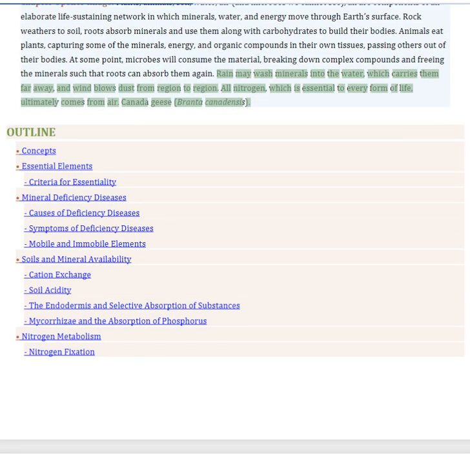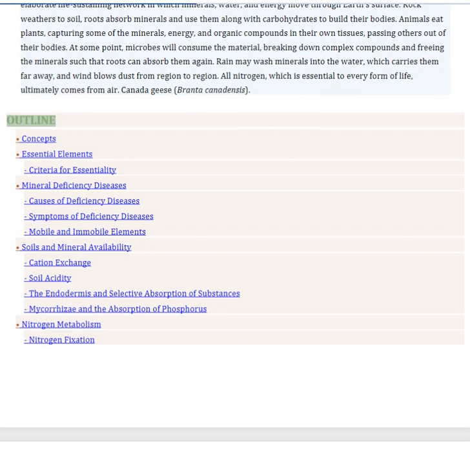Rain may wash minerals into the water, which carries them far away, and wind blows dust from region to region. All nitrogen, which is essential to every form of life, ultimately comes from air. Canada geese.